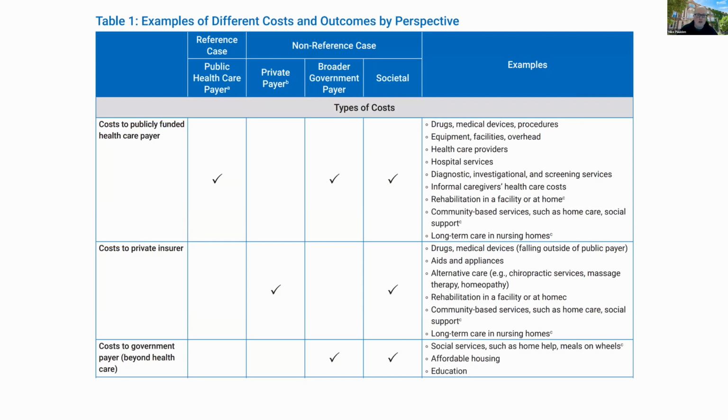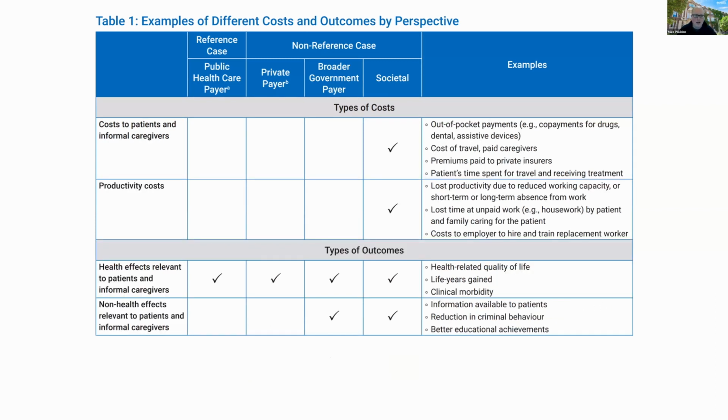And then there's three other non-reference case perspectives considered here: private payer, broader government payer, but for our purposes, we're going to focus on societal. And societal includes all of these different categories of costs. So in addition to the costs included under the reference case perspective currently, we have costs that fall on the private insurer. We have costs to government beyond healthcare, things like social services, affordable housing, education. Here's the bottom half of that table now. We have costs that fall on patients and informal caregivers, like travel costs, out-of-pocket payments.